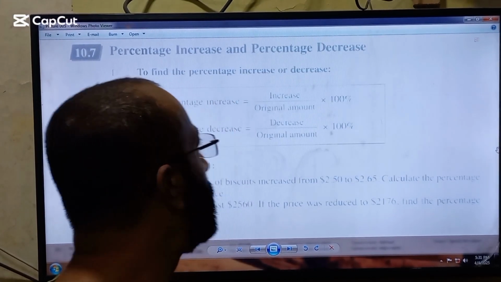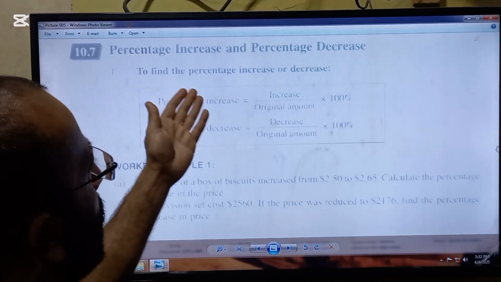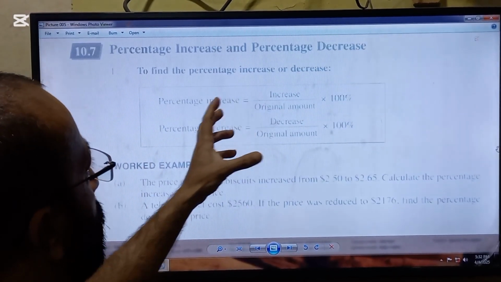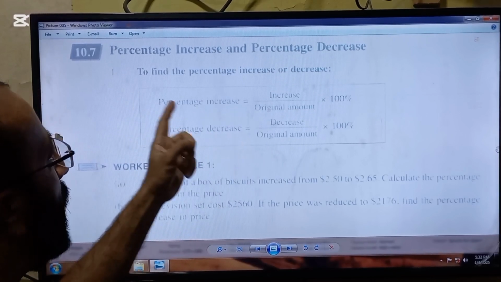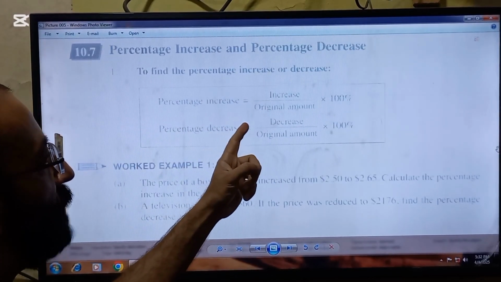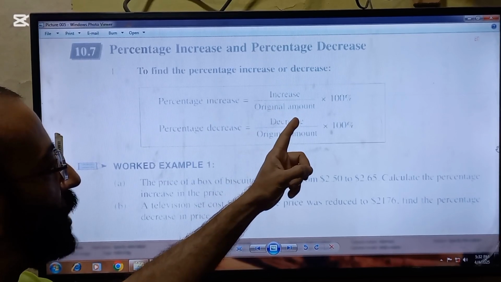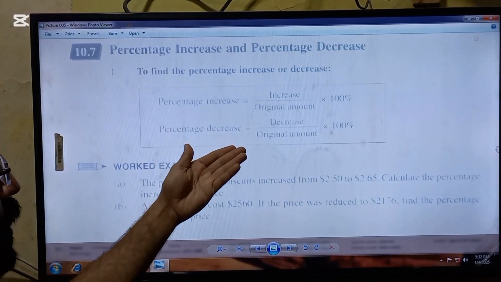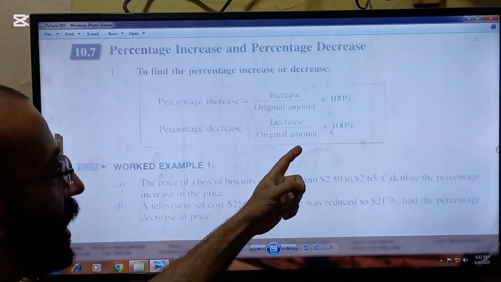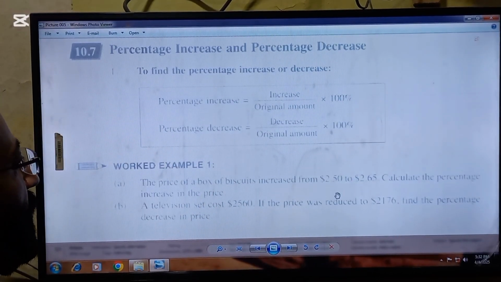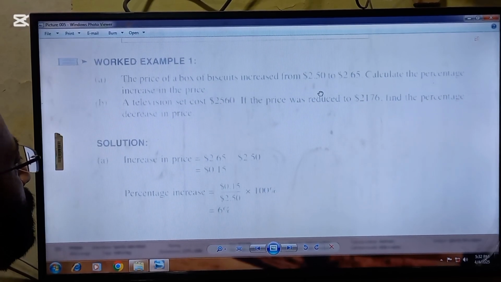Next type in percentage is percentage increase and percentage decrease. For this kind of question, you have to remember something to find the percentage increase or decrease. The percentage increase formula will be increase over original amount multiplied by 100%, and likewise the percentage decrease formula will be decrease over original amount multiplied by 100%. To understand this category, we are going to solve some questions.